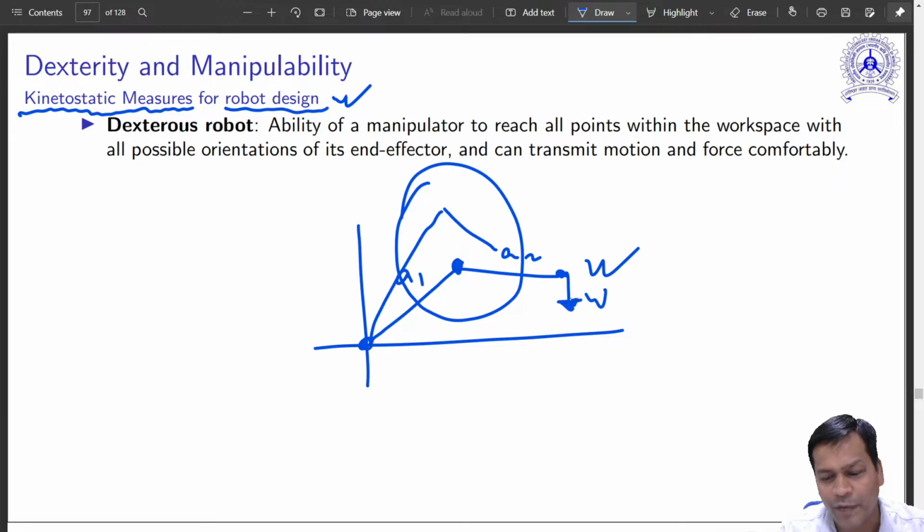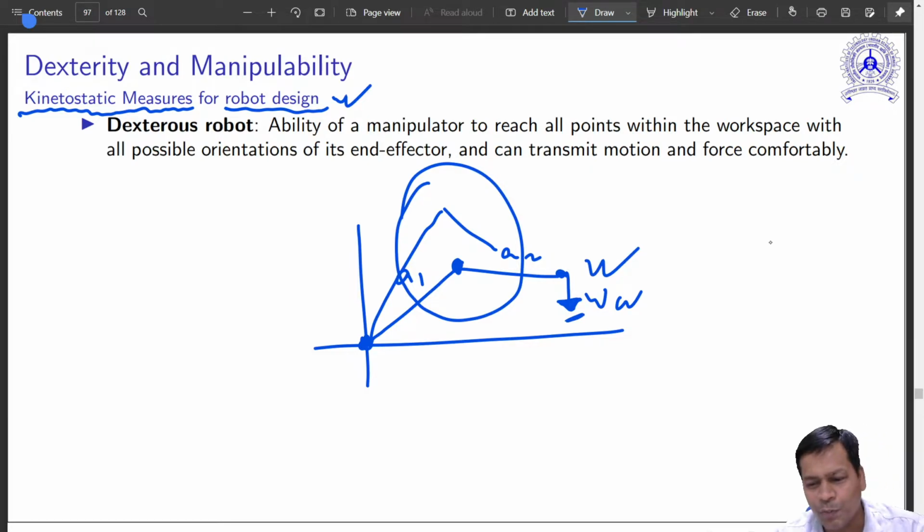That means you have some manipulability issues over here. Although it can pick up this much load, provided you have an enormous amount of torque available at the joints, you can do it. The robot can reach too, but yes, it has some limitation.